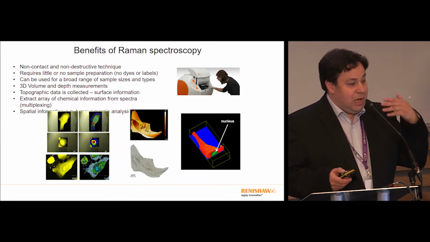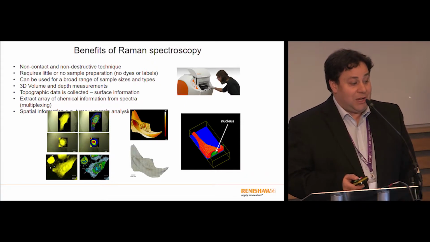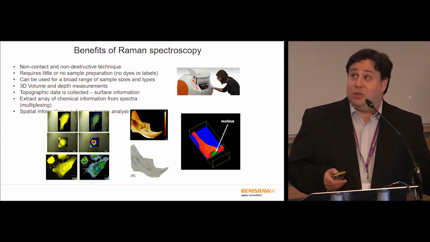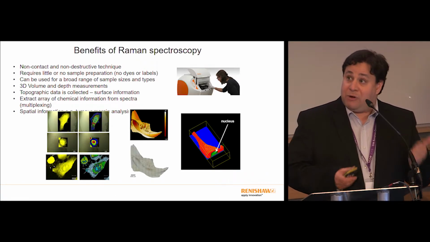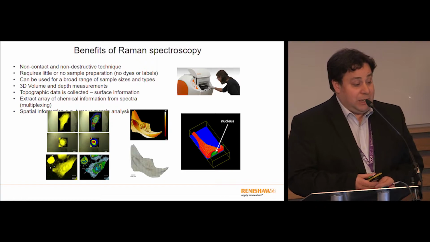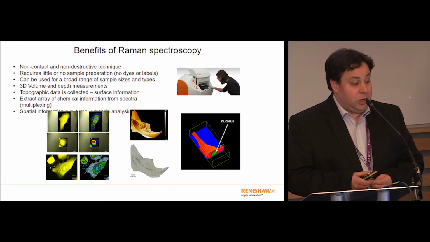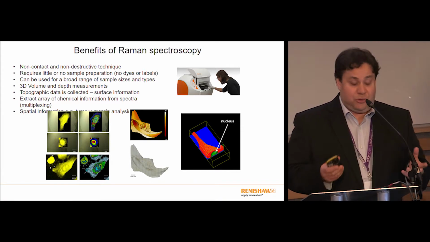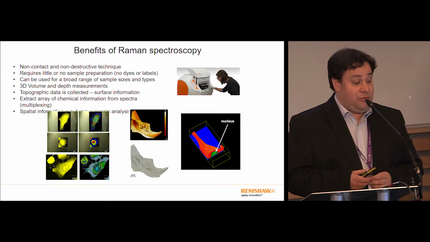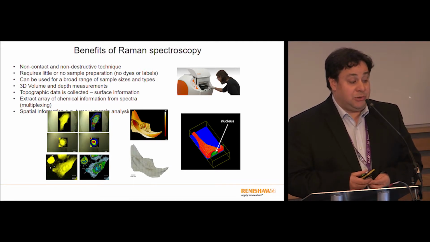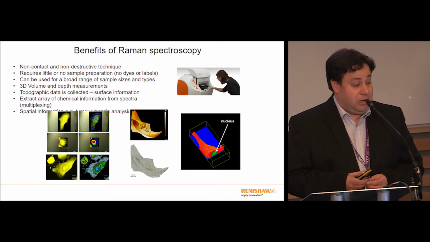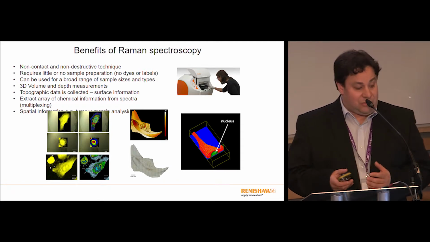Some of the benefits of Raman spectroscopy: it's a non-contact and non-destructive technique. We don't have to use dyes or labels. We can use bulk tissue direct from surgery, fresh, frozen, or paraffin-embedded tissue. With this technology, we can do 3D volume and depth imaging. We collect topography images, so we can provide information about the surface. And we can extract a huge amount of chemical information from the spectra, hence it's categorized as a multiplexing technique.